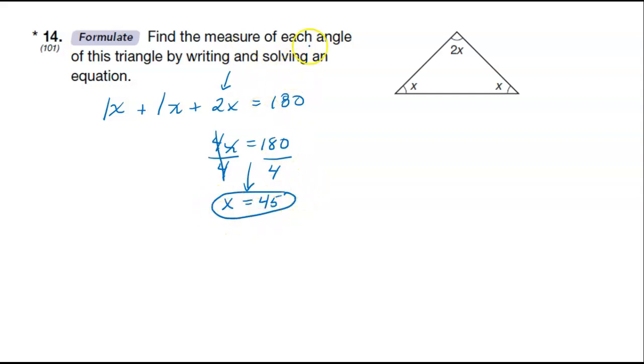But that's actually not the answer. It asked me to solve each angle. So this is 45, and this is 45, and this is 2 times 45, which is 90.